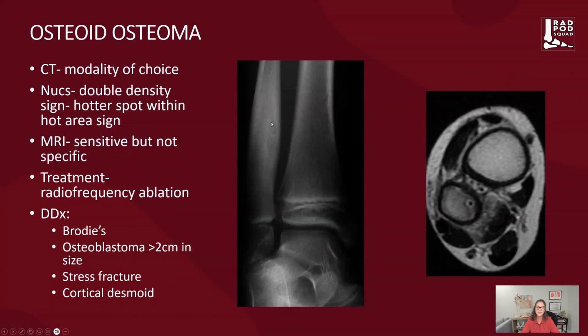The differential diagnosis can appear as a sclerotic lesion or patchy sclerosis as seen in Brodie's abscess. It can look like an osteoblastoma when they're smaller. Of course, a stress fracture can induce sclerosis, and a cortical desmoid may induce sclerosis, and that's something seen at the posteromedial distal femur along the knee.